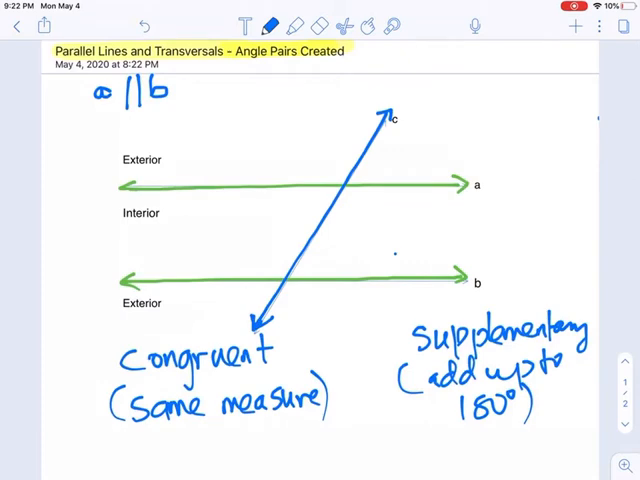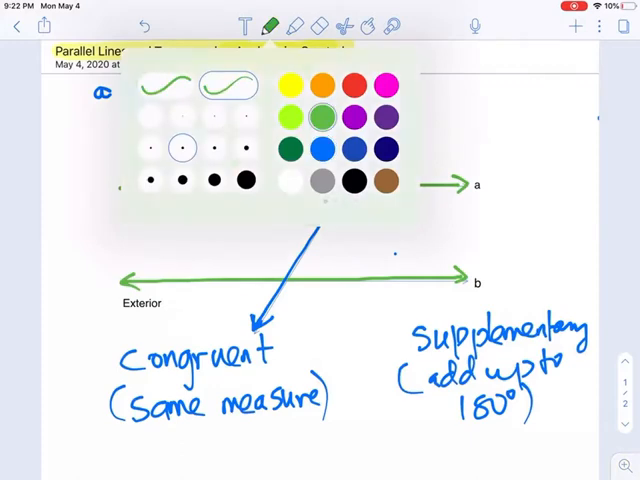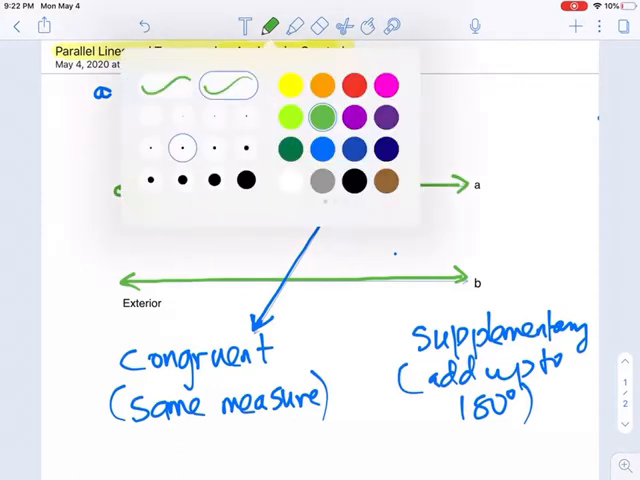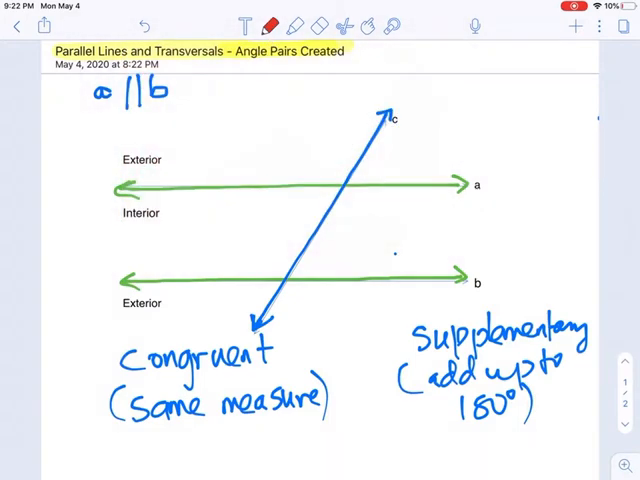Okay, so if we know one of the angles, we can easily find all the angles here using this relationship. Either they are congruent or they are supplementary. So let's start with any of the angles. Let me use a different color to note our angles. Let me use red. If I call this angle 1, I can call this 2, 3, 4, 5, 6, 7, 8.